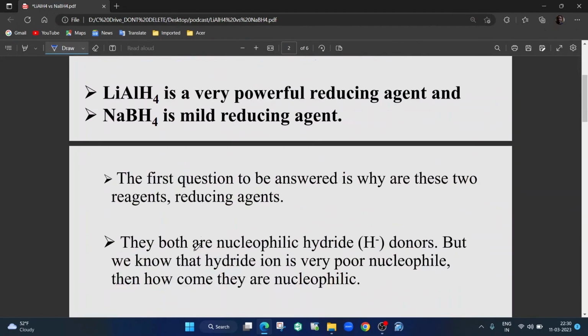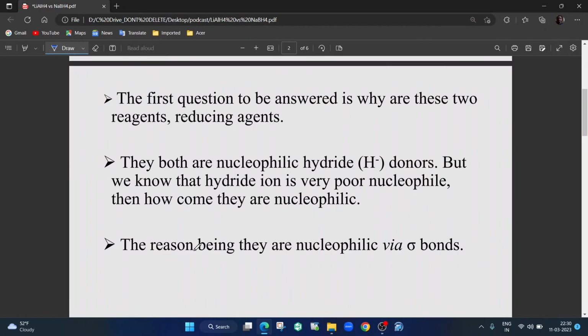Before we understand the difference, let us first understand why they are reducing agents at all, right? The thing is both of them are hydride donors. Now if you think that they give H minus separately, we know H minus cannot go and reduce. If you use sodium hydride, will it ever reduce any of them? Never, because H minus is so small in size that it will not be able to overlap with the pi star orbital of the aldehyde, ketones or the acid derivatives.